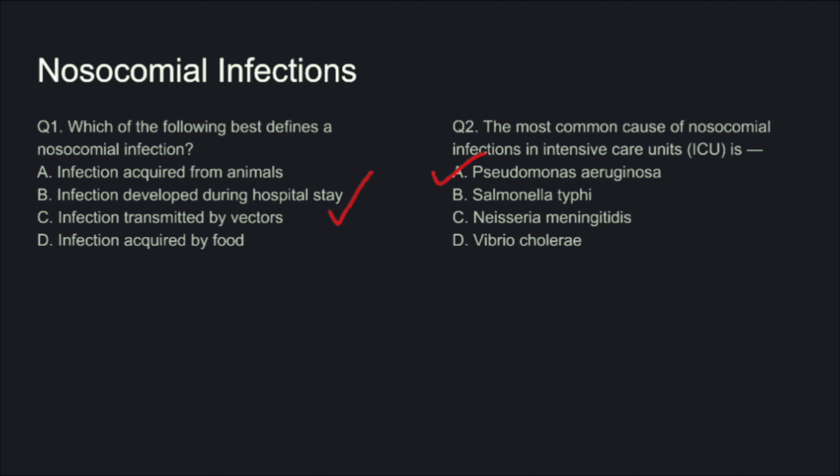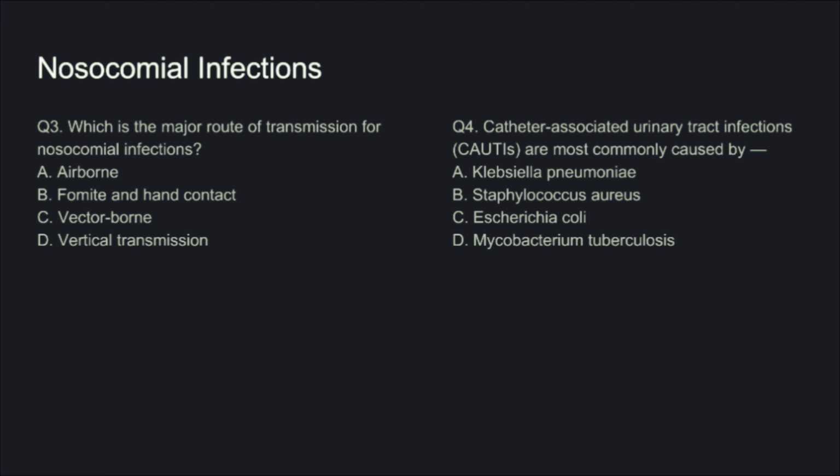That is option A. Now we have question number 3. Which of these is the major route of transmission for nosocomial infection? Options are A, airborne, B, fomites and hand contact, C, vector-borne, D, vertical transmission. So the correct answer for this is option B, fomites and hand contact.